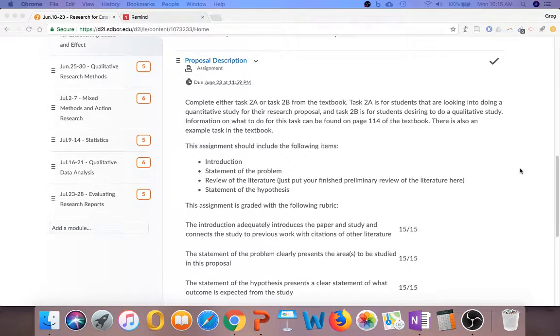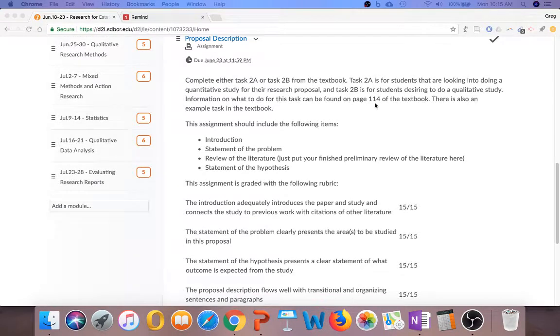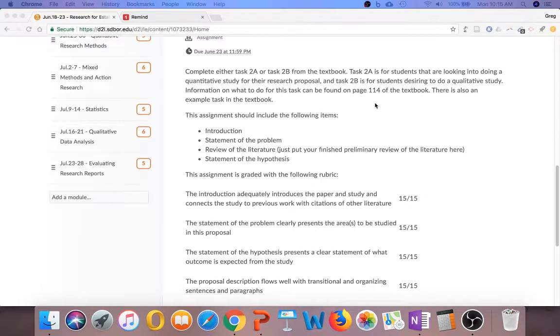And then finally, a proposal description is due at the end of this week. So what you're going to do is take a look at task 2A or 2B from the textbook. You have to think about your study. Is it qualitative or quantitative? In other words, is it going to collect numeric data, or is it going to collect non-numeric data for qualitative studies? Take a look at the tasks in the textbook to complete this assignment. Whether it's quantitative or qualitative will dictate whether you use task 2A or 2B from the textbook. And there's also an example one in the textbook.